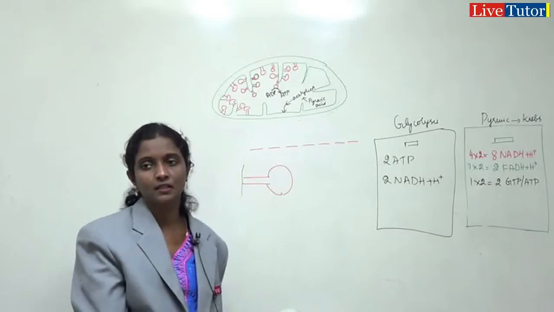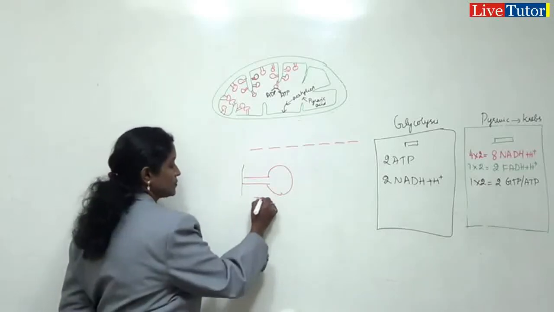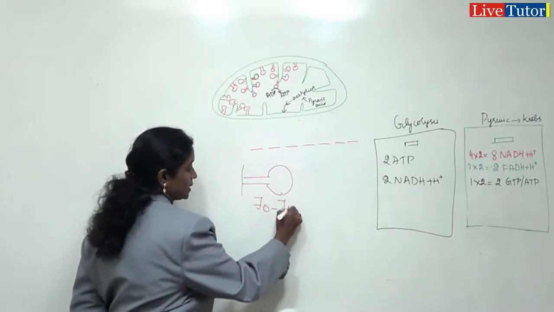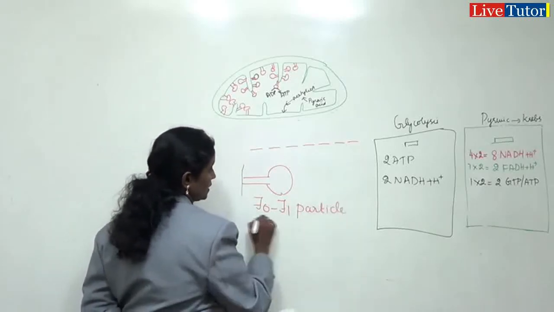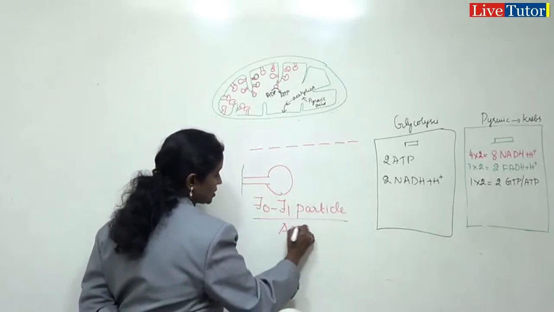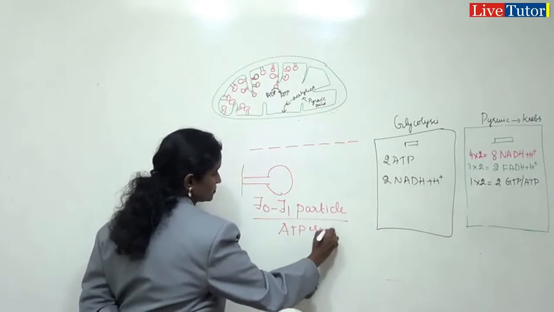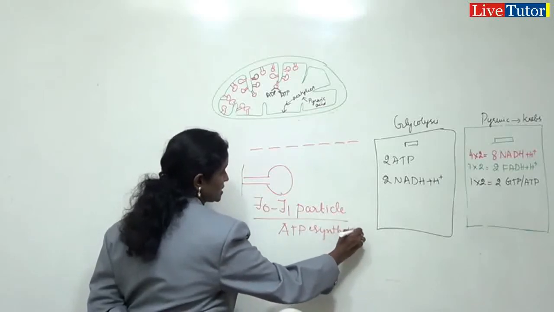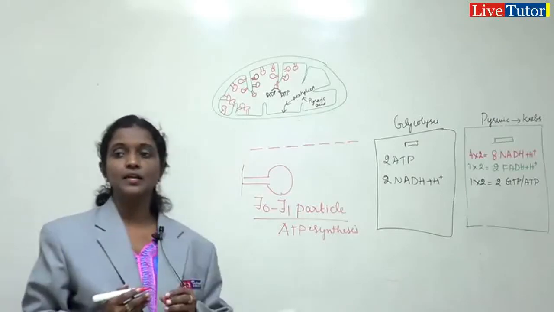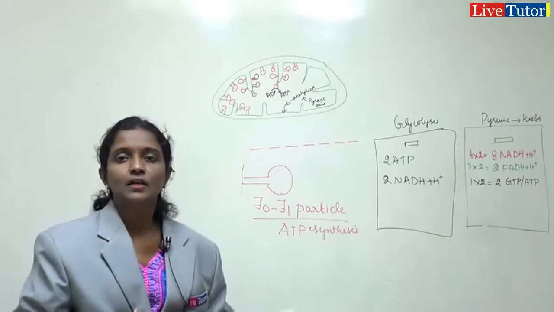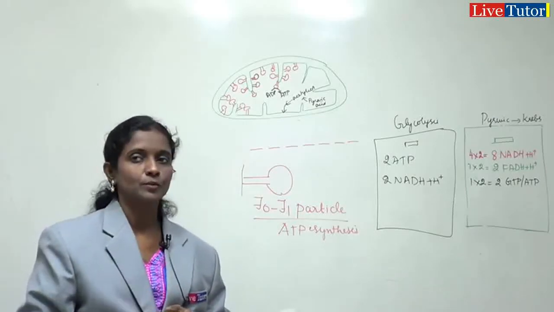F0, F1 particle. This is the F0, F1 particle of the inner membrane of mitochondria cristae. This is where ATP production takes place. This is where ATP synthesis takes place. Is there another name for this? Can you tell another name for this F0, F1 particle?